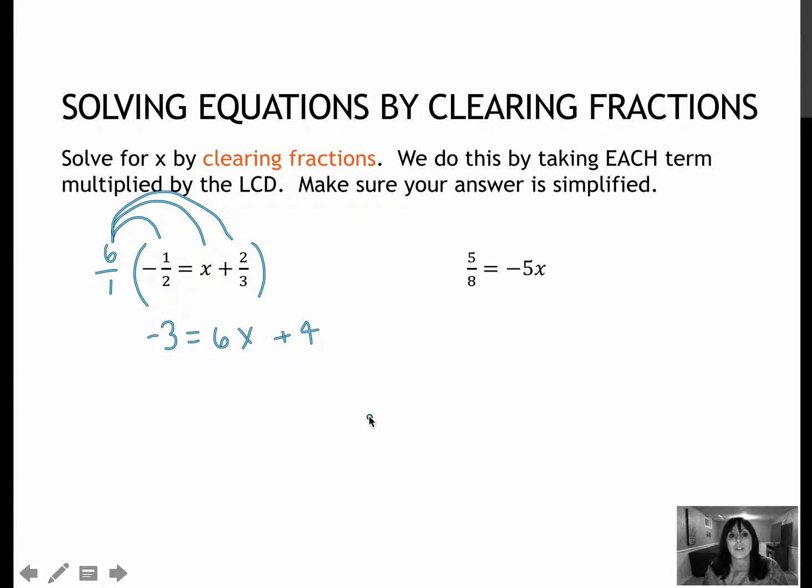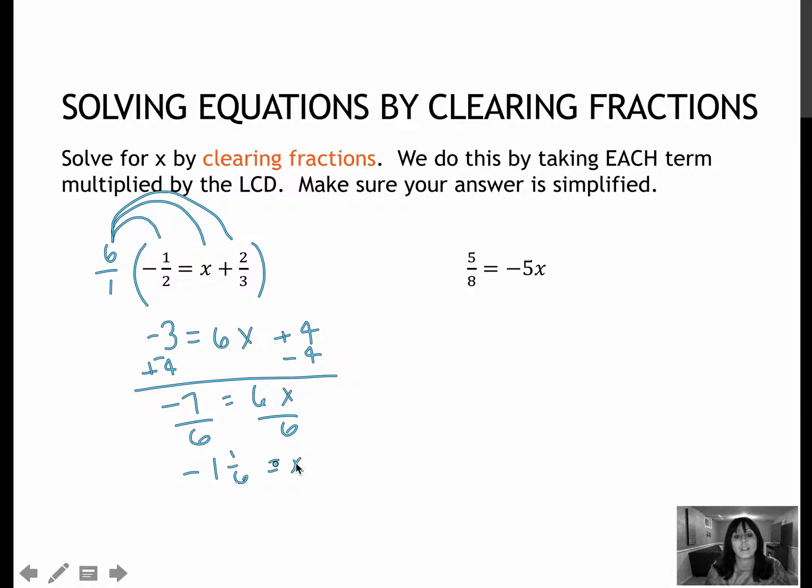And so what happens when I clear fractions is I multiply by that LCD, and now I don't have any fractions left. So that makes it a little bit easier for me to subtract 4 on each side. -3 minus 4, I would keep flip change to give me -7. And then I would divide by 6. -7 over 6 reduces to -1 1/6. That was the same answer we had on our last question. I think this way was a little bit easier.